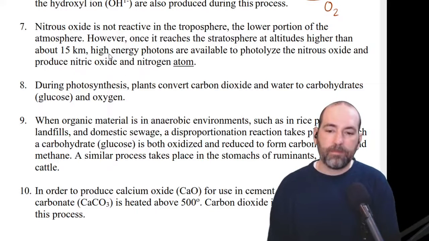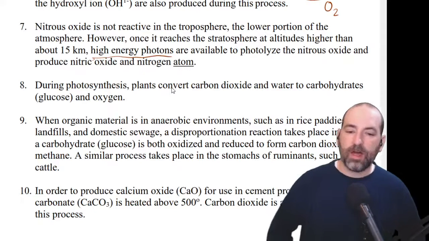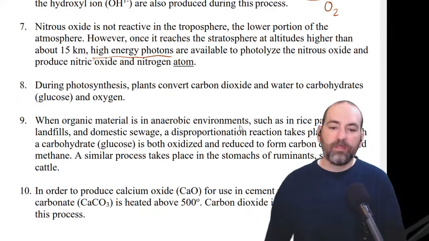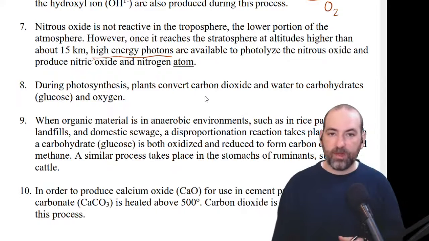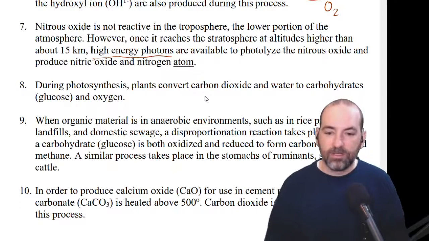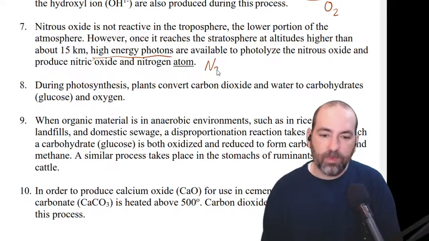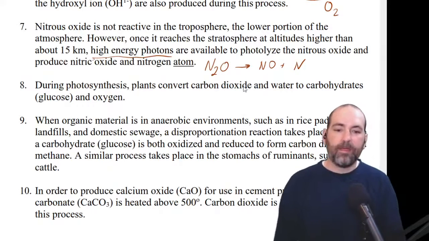All right, number 7. The weird thing here is that this nitrous oxide gets photolyzed, which means it reacts with light. High energy photons are light. So those may not really be in the balanced chemical equation because light is not matter. When we're talking about this one, there's a couple ways to do this. You can just write it like this: nitrous oxide produces nitric oxide and a nitrogen atom, and just leave the light out completely.